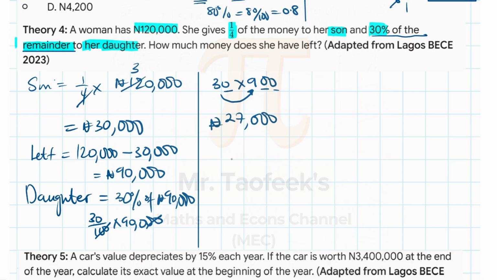So if the daughter got this 27,000, how much is left? All you have to do is the money she had before she gave her daughter 30%, take away how much she gave to her daughter. So the money left will simply be 90,000 naira.